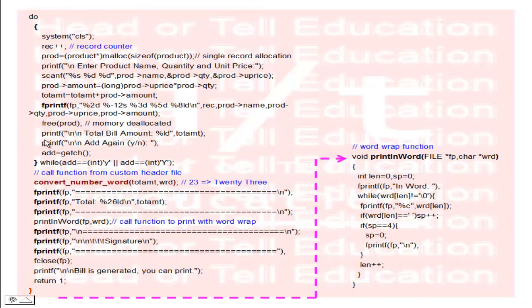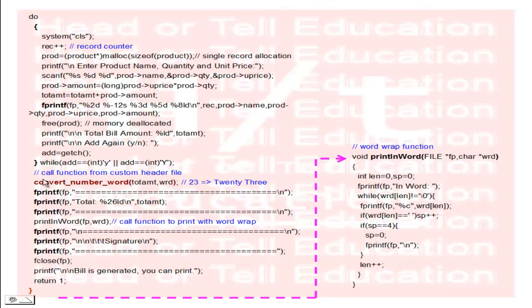Now, what is the total bill amount? So I am printing the bill amount. Now ask the user whether to add again. If the user says yes, get one character with getch and compare. If it is y, the loop continues again, otherwise the loop discontinues. Okay, break.